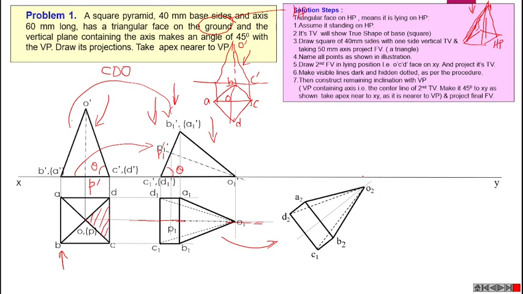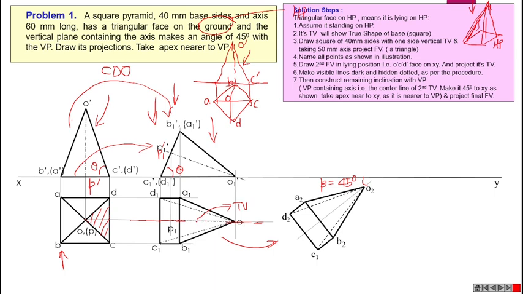Here this angle will become 45 degree, but that is not the true inclination with VP. Actually this is beta, the apparent inclination with VP. That means true length will represent true inclination with VP. But here P1O1, the top view of the axis, is not in true length.